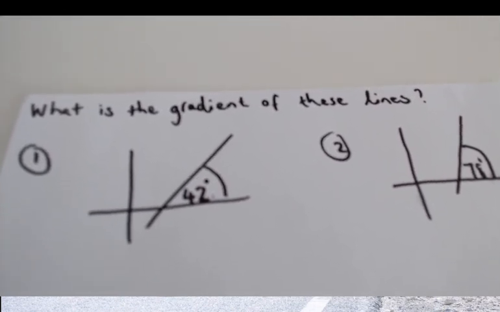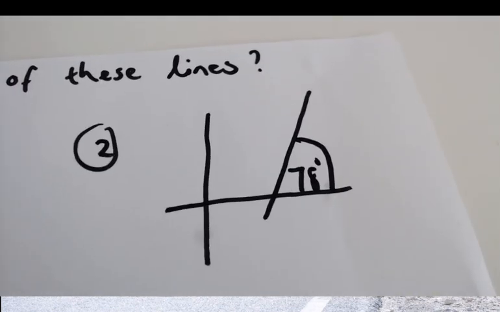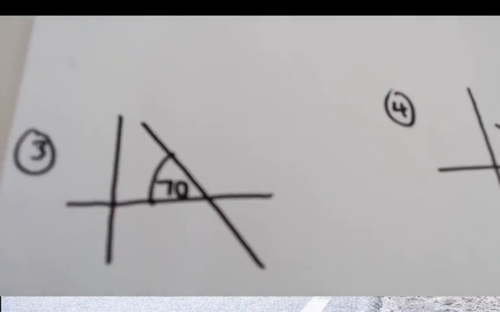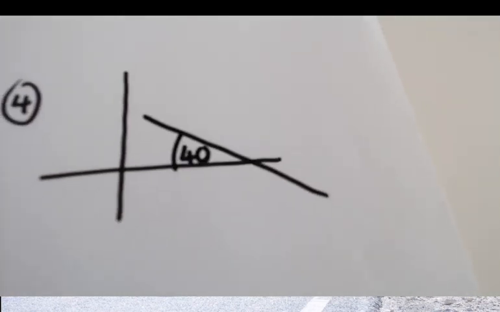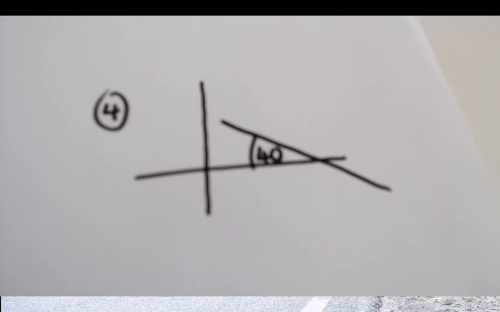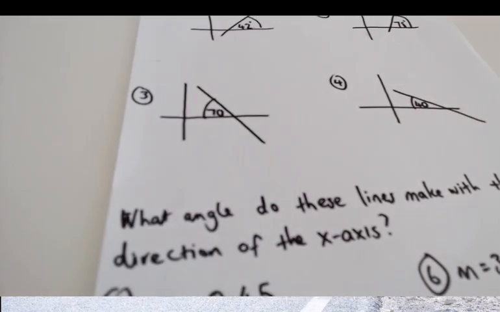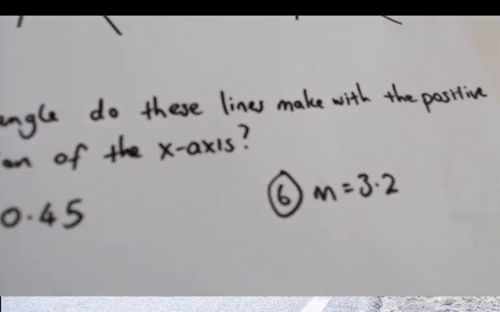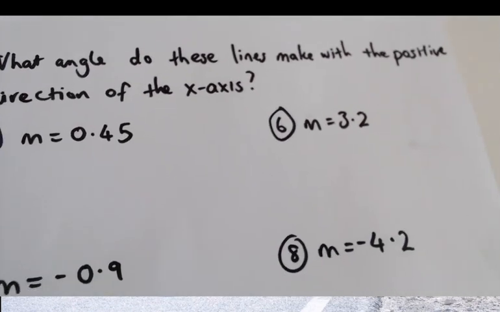So question 1 is 42 degrees. Question 2 is 78 degrees. Question 3, downward sloping line, watch yourself on that one. 70 degrees on the left hand side. Question 4, downward sloping line, 40 degrees on the left hand side. Okay, then you're going to be asked to figure out what angle the lines make with the positive direction of the x-axis.